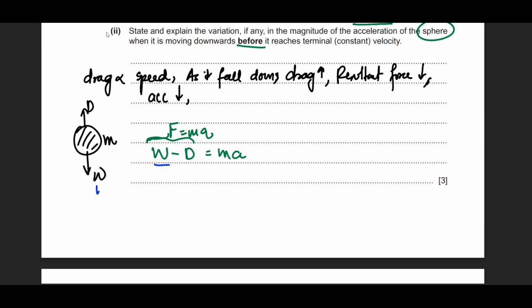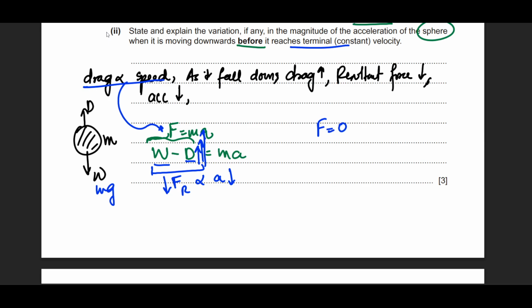You see, weight is mg. It does not change throughout the motion. Drag is what's changing. It's increasing with the passage of time as the object starts to move faster and faster, because we understand that the drag is proportional to the value of speed, right? So this whole answer starts decreasing. So the value of F, or the resultant force, decreases. Since F is proportional to a, a also starts to decrease. Eventually, at the terminal velocity, F is 0. Why? Because weight becomes equal to drag. When they both become equal, W minus D produces a 0 answer, which is equal to ma, so a becomes 0 as well, right?